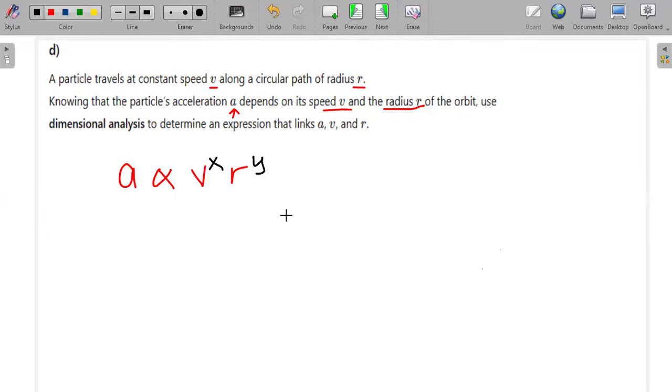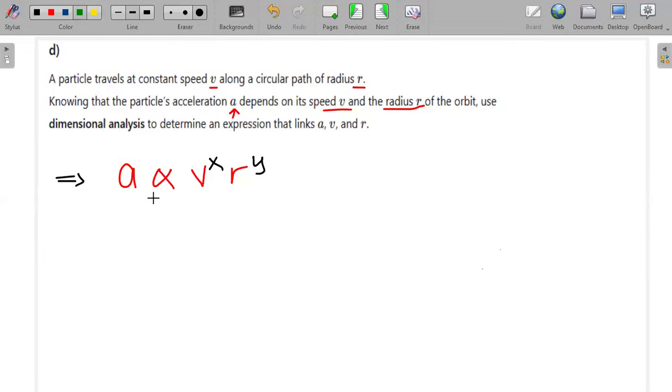I've seen your hand. All right, maybe it was a mistake. So this was the first step here, just writing that acceleration is proportional to the... Yes, sir. I want to ask, why are you putting powers on v and r?